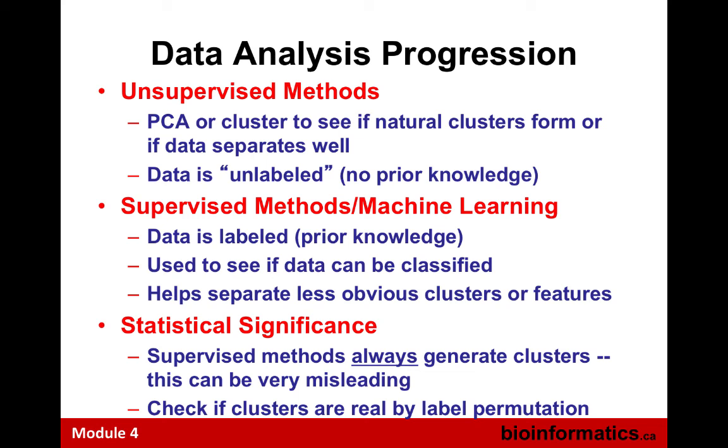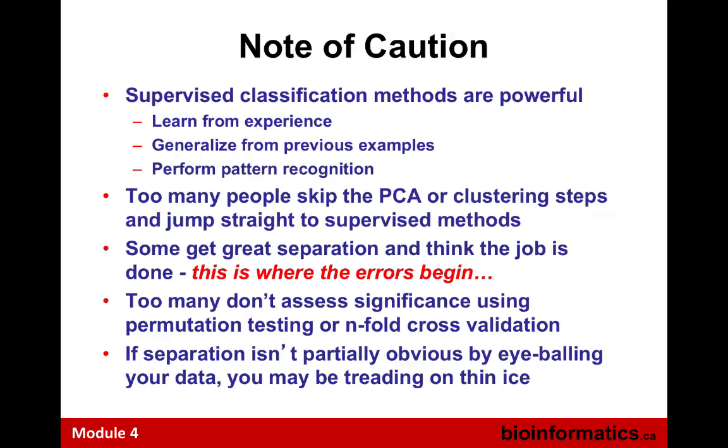And statistical significance with a supervised method, especially PLS-DA, can be misleading. So always try to validate. At this time, you should do a permutation test, especially for PLS-DA, which we in MetaboAnalyst already have. So again, we are not going to iterate this.